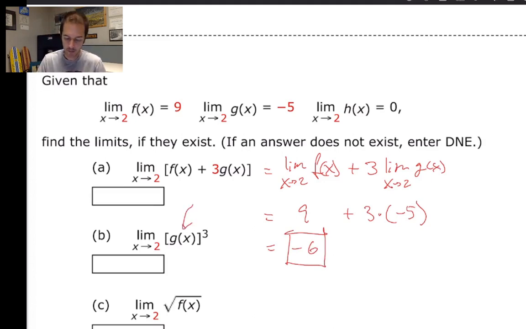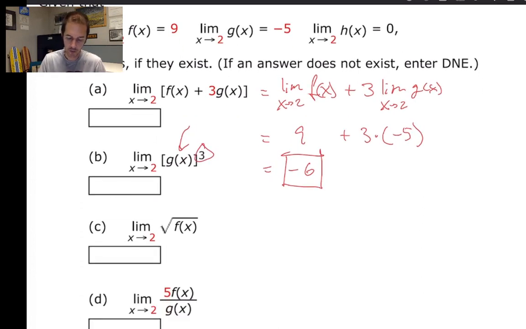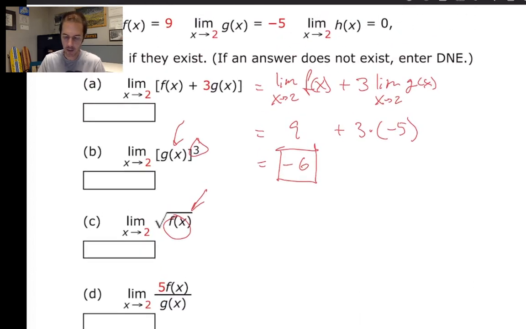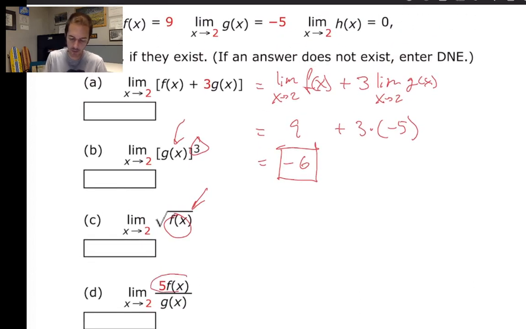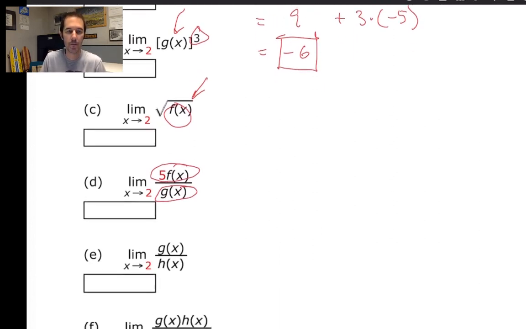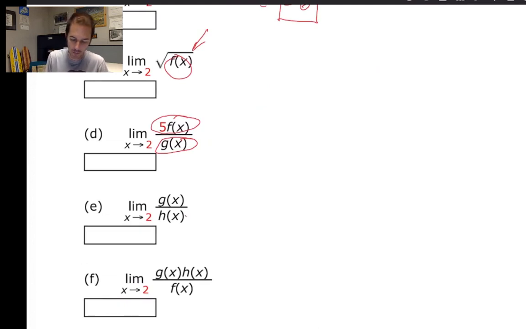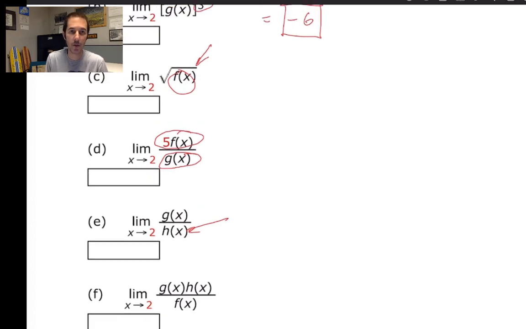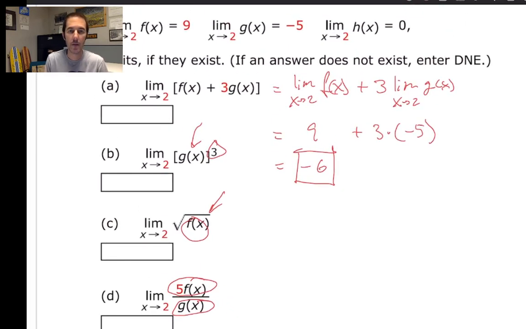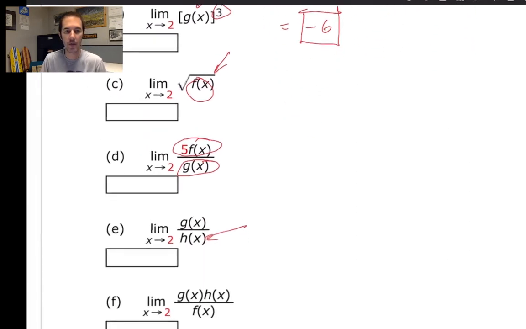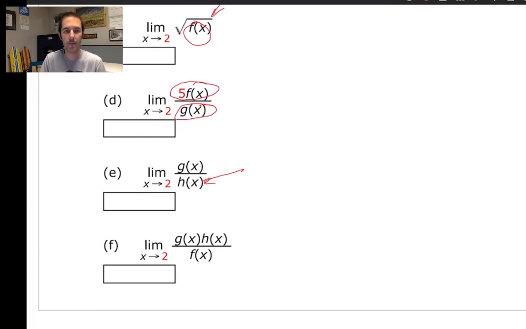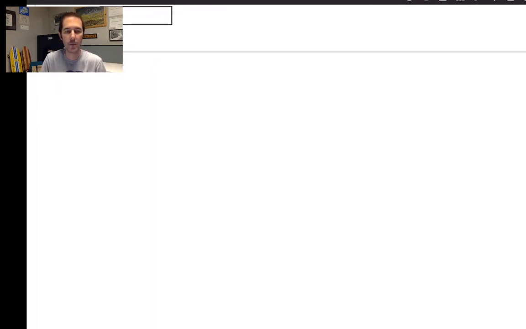Figure out the limit of g of x. Cube it. Figure out the limit of f of x as x approaches 2. Square root it. In part D, you have to do a little bit of multiplication up here, evaluate what this is, and do some division. And in this problem, the limit of your denominator sends you off to 0, so you've got division by 0. Make sure you read what the problem says. It's looking like it does not exist if you end up with division by 0, as opposed to positive or negative infinity. And I'll let you finish the last one there.